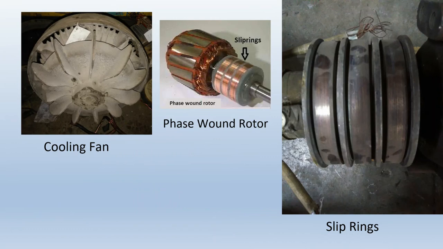This is the second type of motor, that is slip ring induction motor. So this is the rotor which is used in slip ring induction motor. It is called as phase wound rotor, and these are the slip rings.